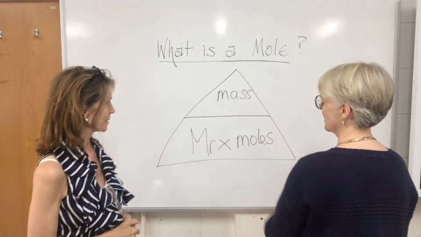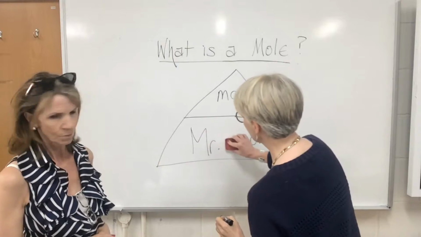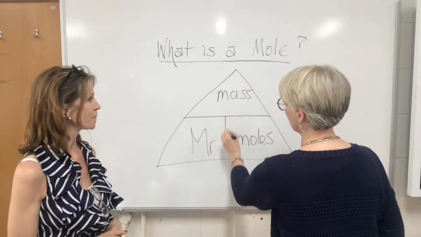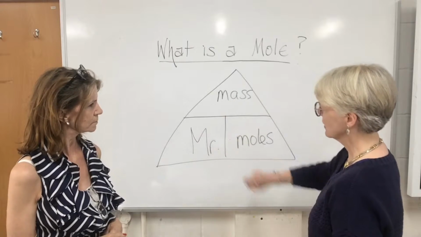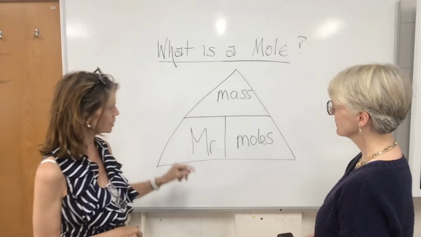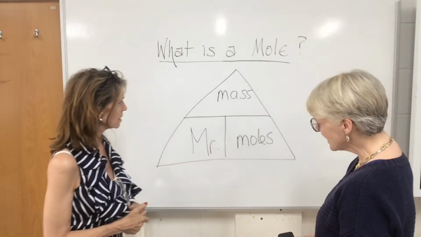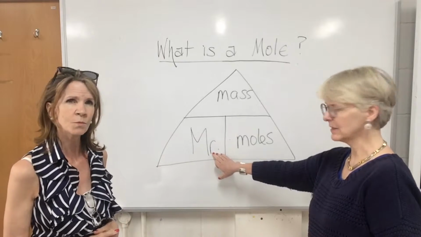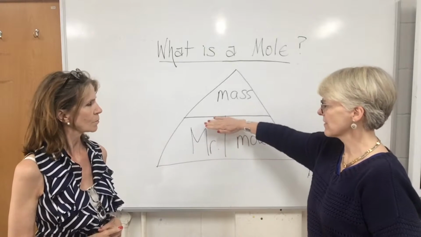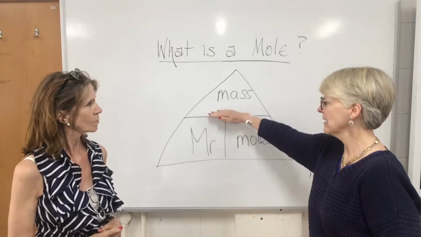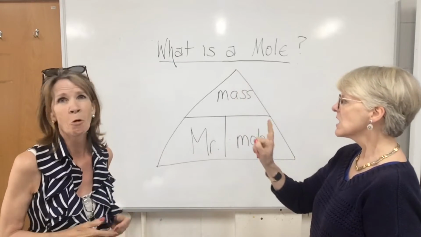Very good, yes. And instead of that times there, I can put a little line here, because that's what we normally have. So if I want to know the mass of something, I multiply these two numbers together. So mass equals MR of the substance times the number of moles. Is that correct? And there's an easy way of remembering this triangle, because it says Mr. Mole on the bottom, and we know that Mr. Mole lives under the ground and he produces a mass on the top. Fantastic. I'll remember that now.